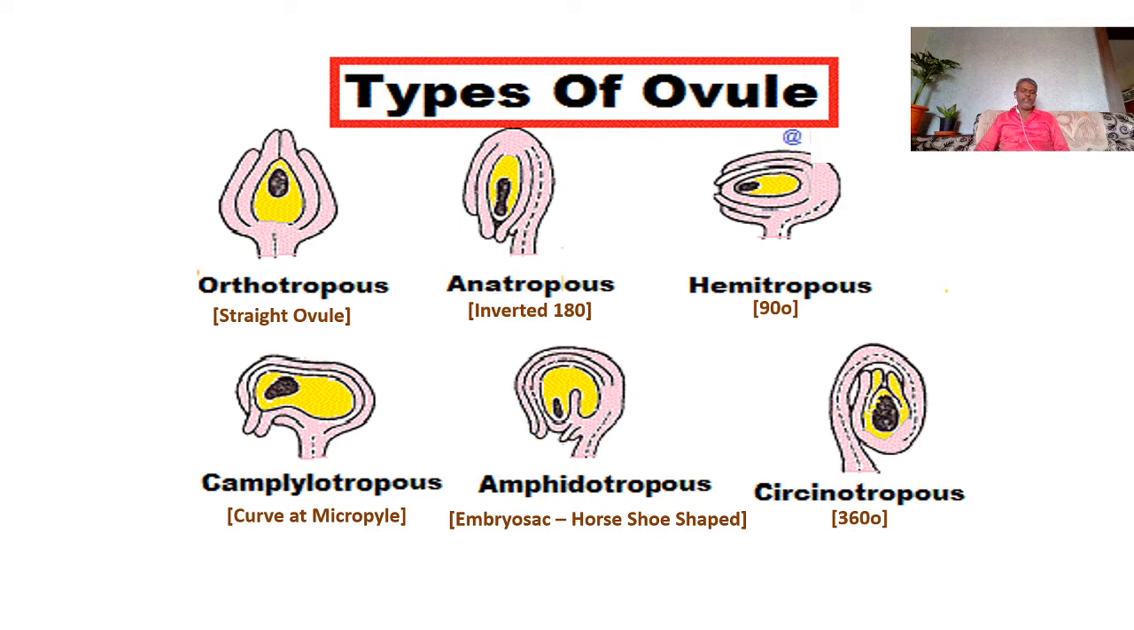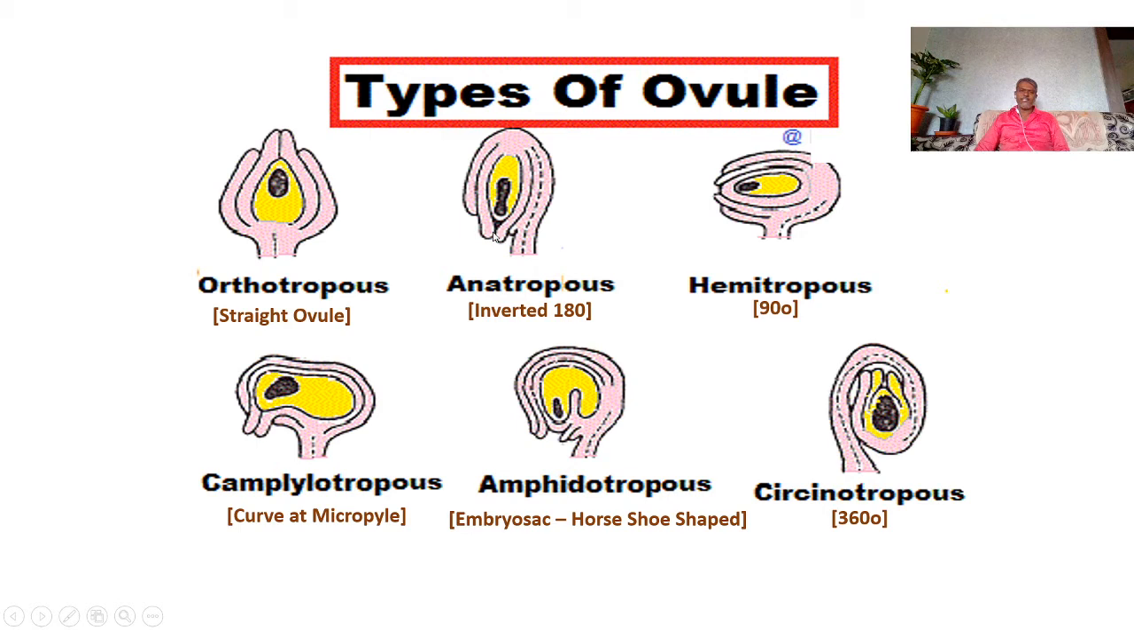Then the next one is the anatropous ovule. These ovules are also called inverted ovules. Here you can observe that the body of the ovule is at 180 degrees to the funiculus. See, this is the funiculus, and the body of the ovule makes 180 degrees to the funiculus. The micropyle comes very close to the funiculus, that is, it is present beside the funiculus.